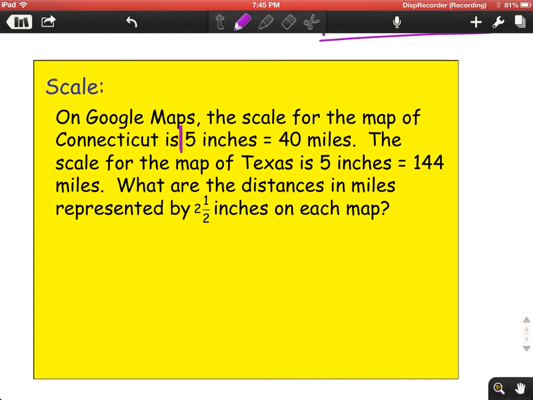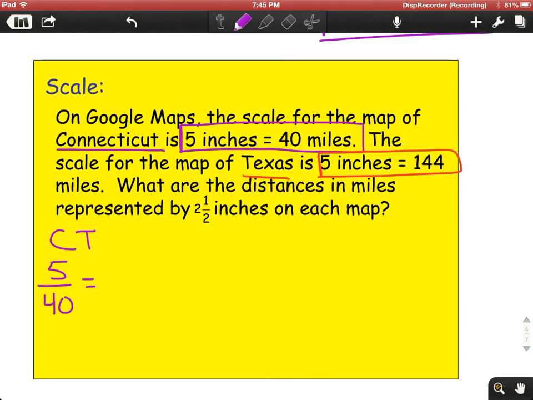And let's do a scale. 5 inches equals 45 miles for Connecticut. 5 inches equals 144 miles for Texas. What are the distances in miles represented in 2.5 inches? So let's go Connecticut. Connecticut is 5 inches, 40 miles, 2.5 inches, some unknown miles. Let's go to Texas. 5 inches, 144 miles, 2.5 inches, some unknown miles.